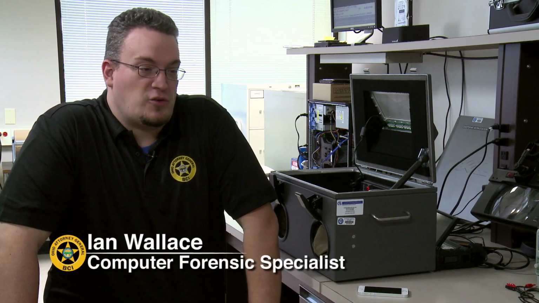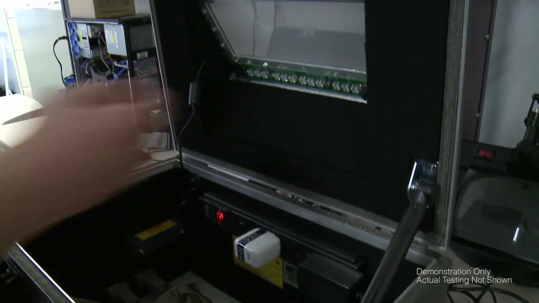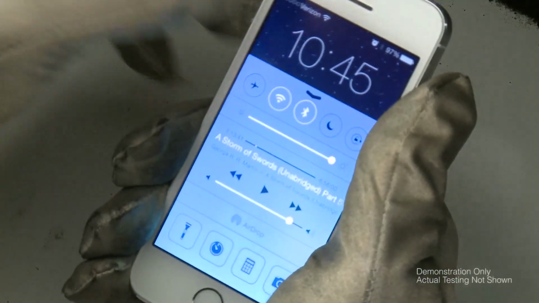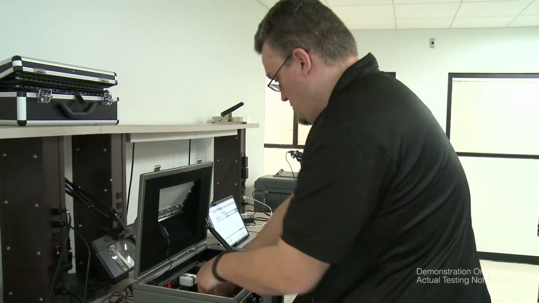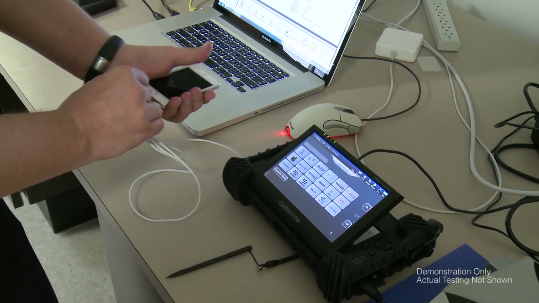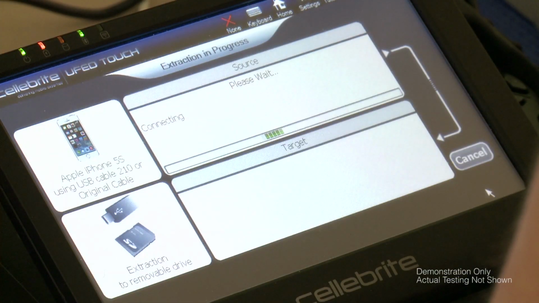We place the phone in the Faraday box to block communications with the cellular towers. That allows us to put the phone into airplane mode, which prevents further communications once we remove the phone from the box. We then connect it to our universal forensic extraction device, which allows us to extract the data off the phone and onto a hard drive.